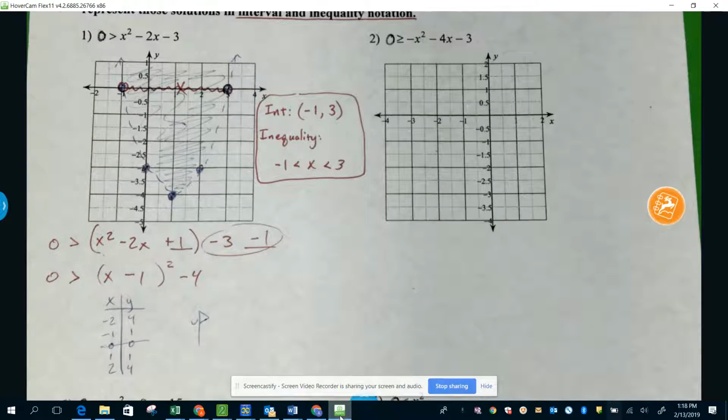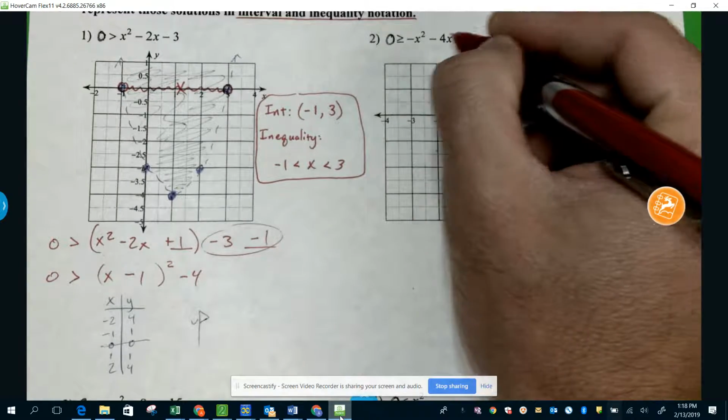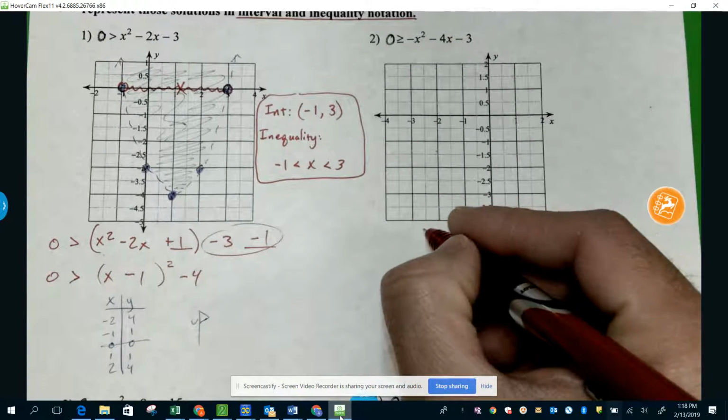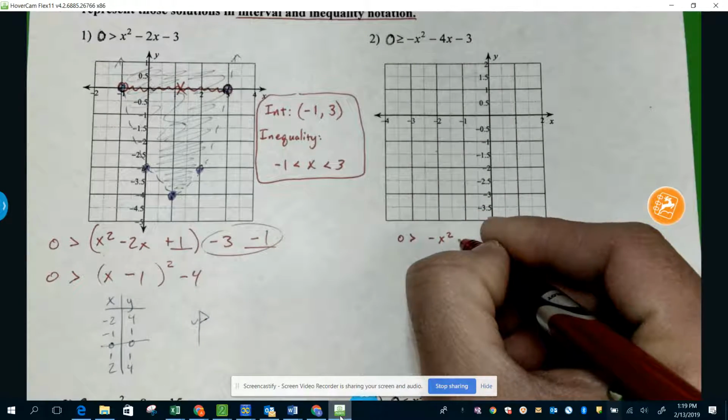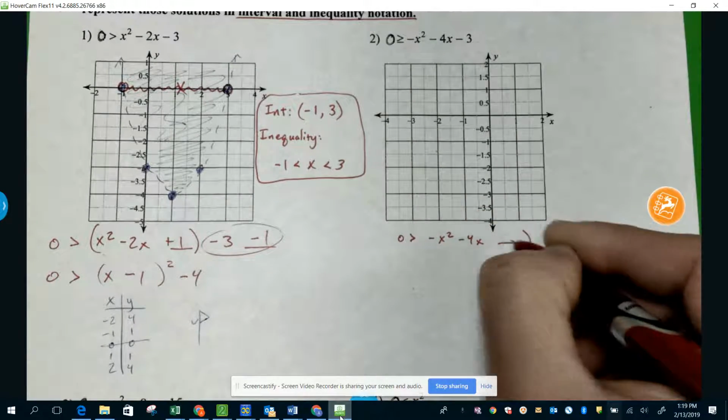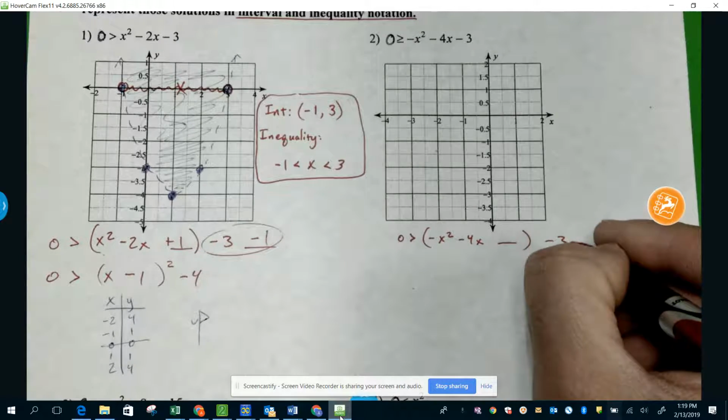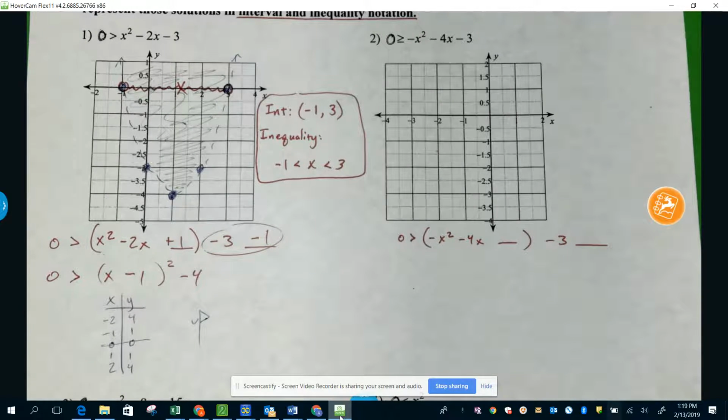Okay, so let's look at number 2. All right, same thing here on number 2. We need to rewrite this guy into vertex form. Negative x squared minus 4x, leave a blank. Get your minus 3 in the back. He needs a blank as well.